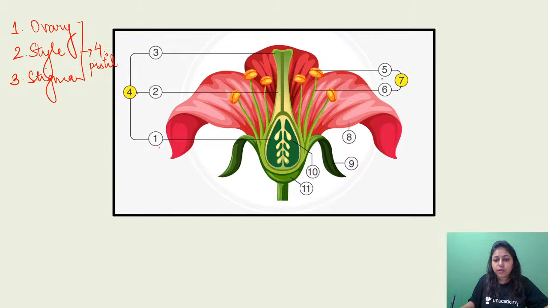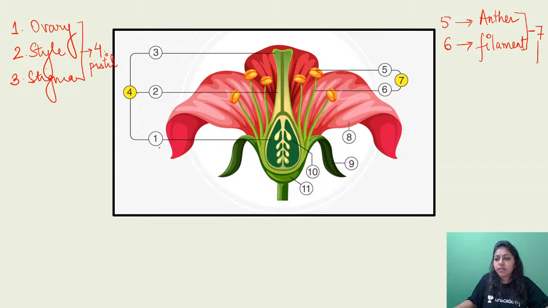Now let's move on to the 5, 6 and 7. The fifth one that we have is the anther, whereas the sixth one is the filament. And these two together make the seventh one, which is the stamen, which is a male reproductive part. So this is a male reproductive part, this is a female reproductive part.